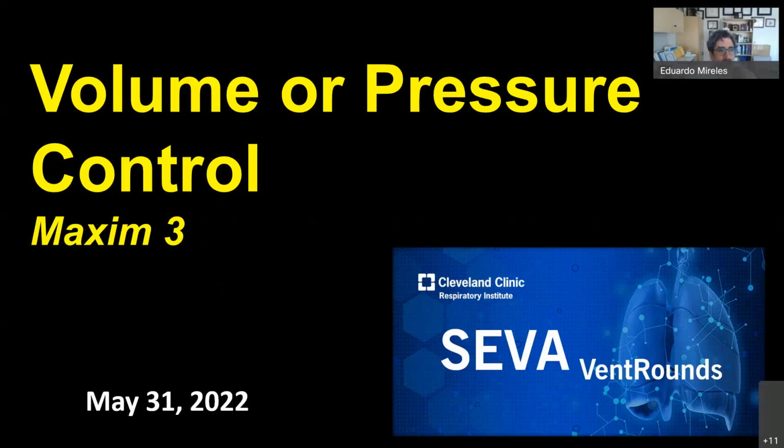And we're going to be talking about volume or pressure control. This is maxim number 3, and we'll see some examples that will help us understand this concept. And so let's get started.